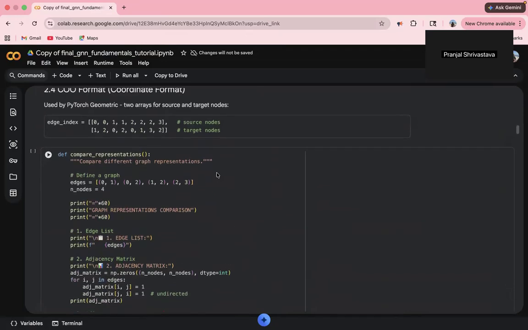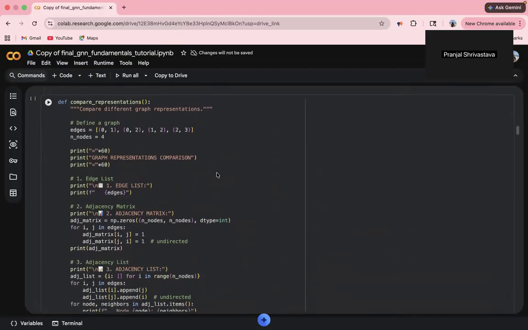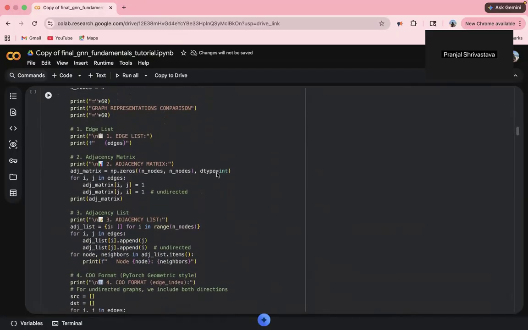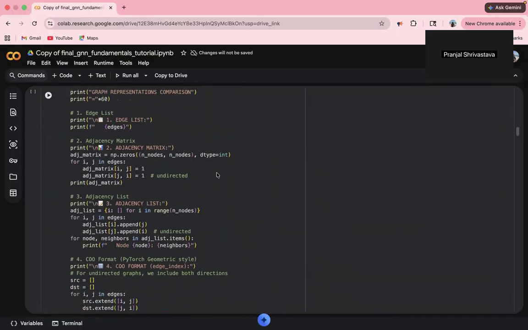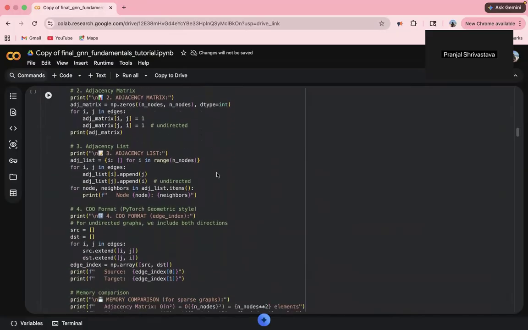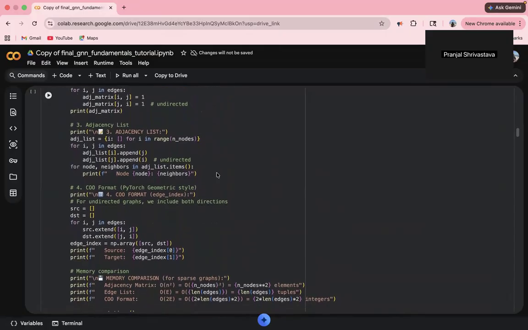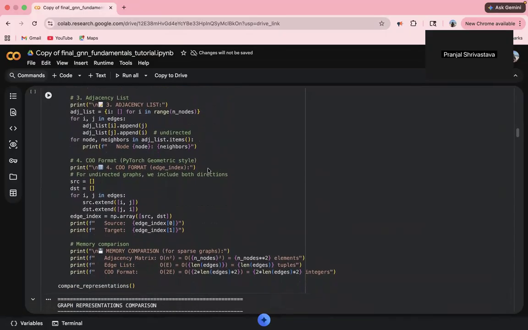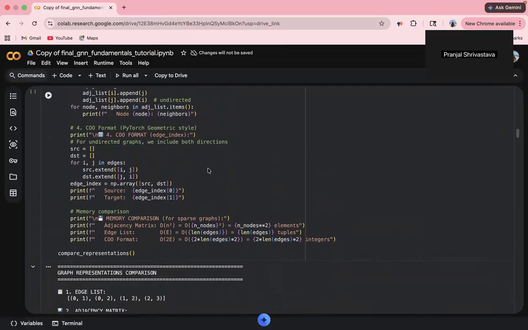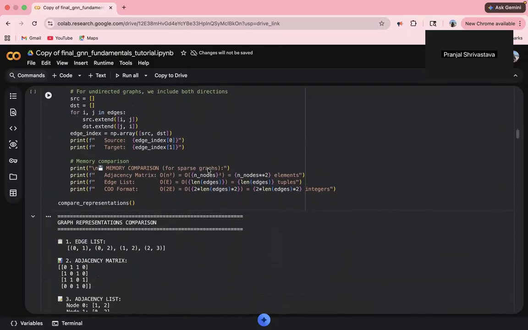Next, we will compare representations. Four ways to represent the same graph. The edge list is the simplest, just a list of tuples. The adjacency list maps each node to its neighbors, for faster neighbor lookup. The COO format uses two parallel arrays for source and target nodes.